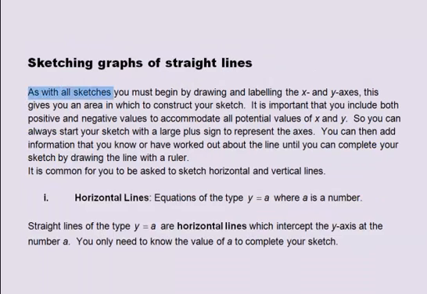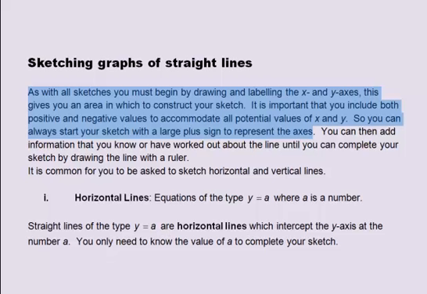Sketching graphs of straight lines. As with all sketches, you must begin by drawing and labelling the x and y axes. This gives you an area in which to construct your sketch. It is important that you include both positive and negative values to accommodate all potential values of x and y. So you can always start your sketch with a large plus sign to represent the axes. You can then add information that you know or have worked out about the line until you can complete your sketch by drawing the line with a ruler.